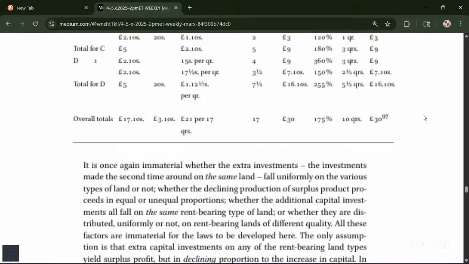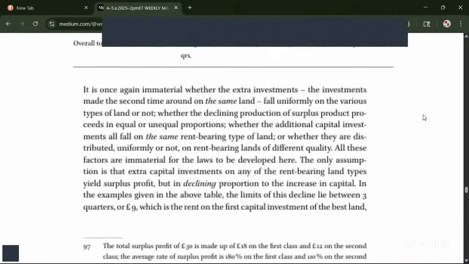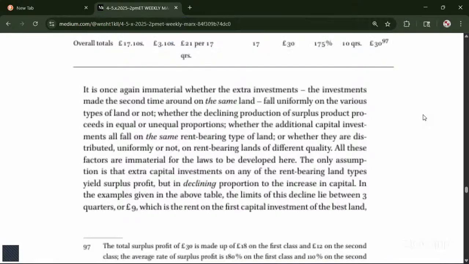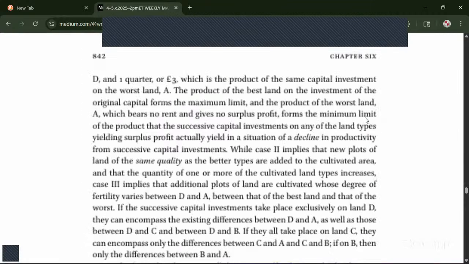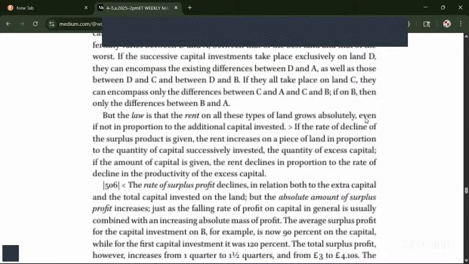The only assumption is that extra capital investments on any of the rent-bearing land types yield surplus profit, but in declining proportion to the increase in capital. In the examples given in the above table, the limits of this decline lie between 3/4 or 9 pounds, which is the rent on the first capital investment of the best land. And yes, there's a lot, but the law is that the rent on these types of land grows absolutely, even if not in proportion to the additional capital invested.